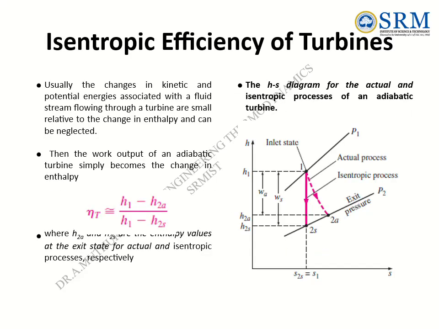Usually the changes in kinetic and potential energies associated with an adiabatic stream flowing through a turbine are small relative to the change in enthalpy and can be neglected. Then the work output of an adiabatic turbine simply becomes the change in enthalpy, where H2A and H2S are the enthalpy values at the exit state for actual and isentropic processes, respectively.